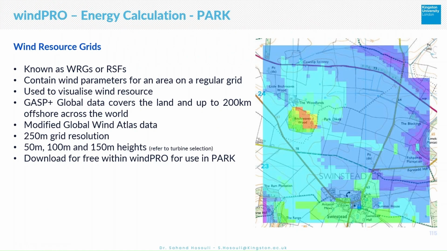So we're going to work based on the wind resource grid, which we also call WRG. It basically contains wind parameters for an area on a regular grid. So it's not high resolution, high detail data, but it's good enough for us. The resolution is around 250 meters, and it has heights of 50, 100, and 150 meters. And this was the reason that we selected the top height of the wind turbines carefully before in part 1 and part 2 of this tutorial. It can be downloaded for free using windPRO for use in the Park module.